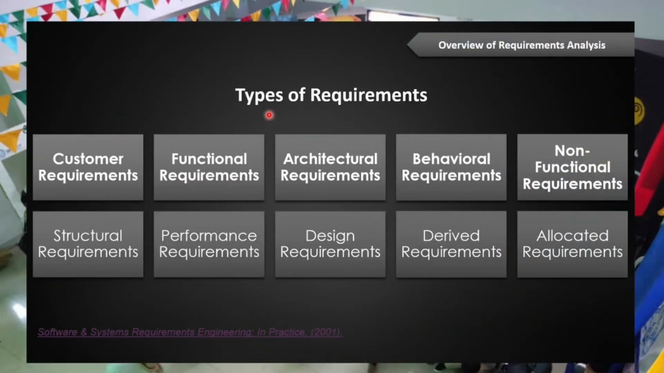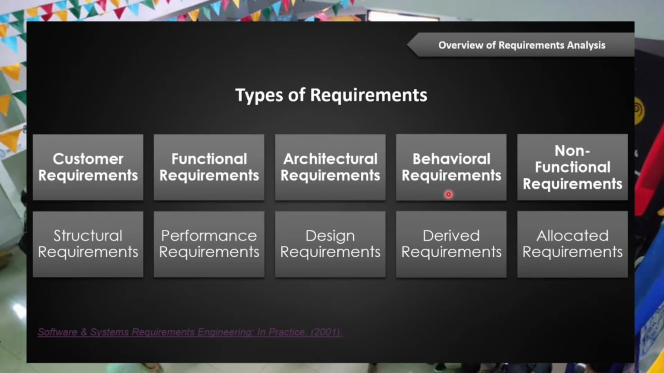Let us identify some of the important types of requirements, beginning with customer requirements. Customer requirements usually come from the customers themselves and define their needs and objectives. Next is functional requirements. Functional requirements are usually determined during requirements analysis from the customer requirements that will address the needs and objectives of the customer. Next is architectural requirements. Architectural requirements define the architecture that matches the functional requirements.